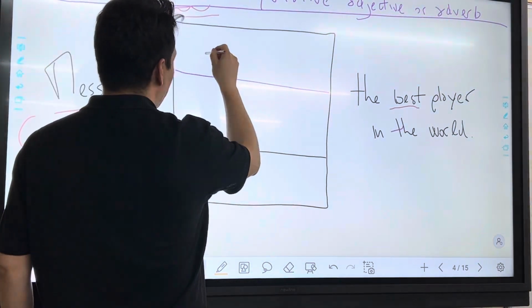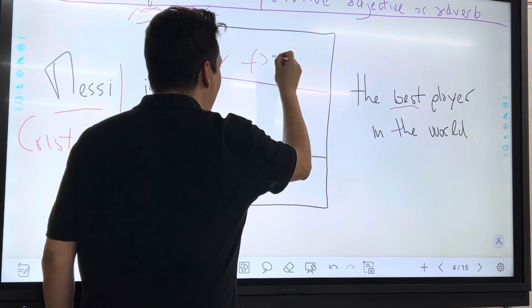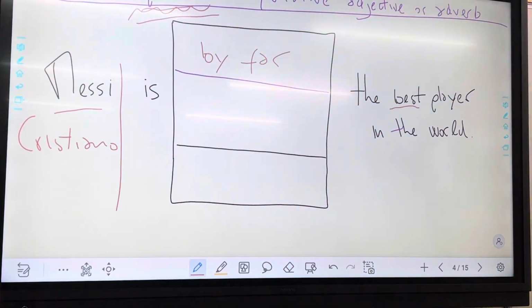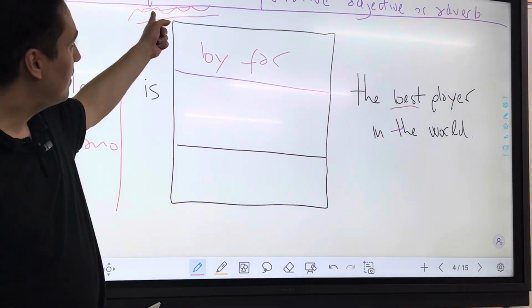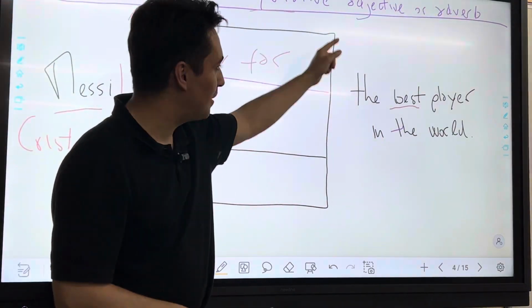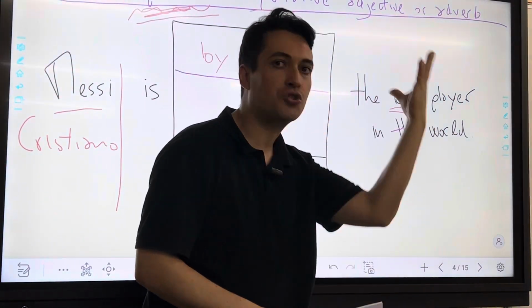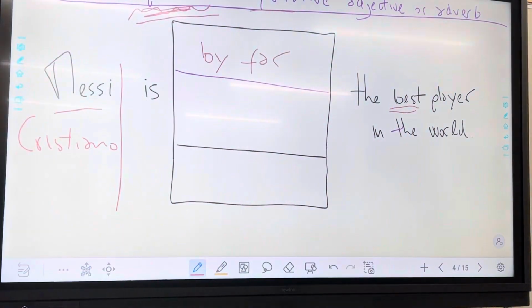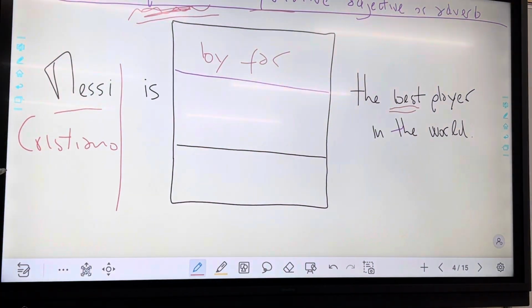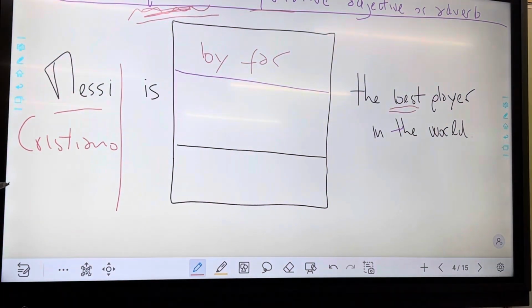Messi or Cristiano, I don't mind, is by far the best player in the world. And here I'm emphasizing the superlative. This superlative is even stronger. He's by far the best player in the world. Any other possibility apart from by far? Two more.